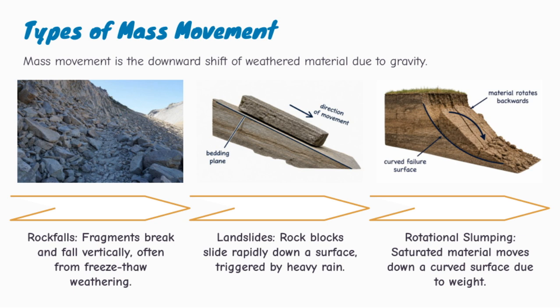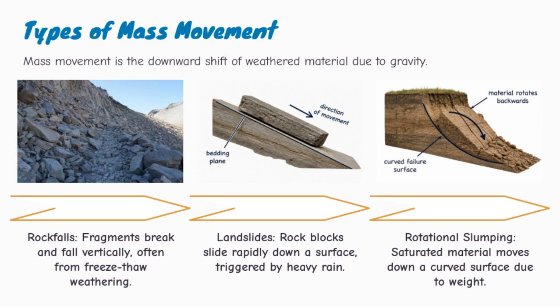A rockfall happens when fragments of rock break away from a steep cliff and fall vertically or near vertically. This often happens after freeze-thaw weathering has widened cracks. The second is a landslide. A landslide happens when blocks of rock or soil slide rapidly down a surface. This may be triggered by heavy rain, undercutting at the cliff base, or weak layers within the cliff.